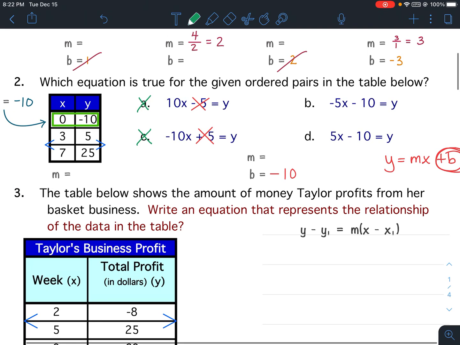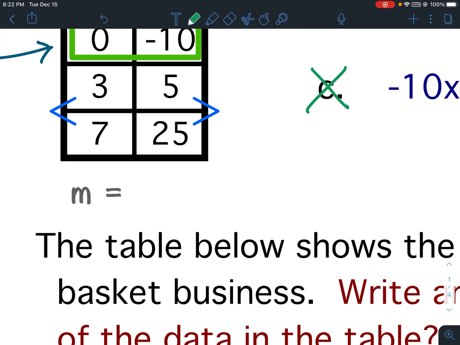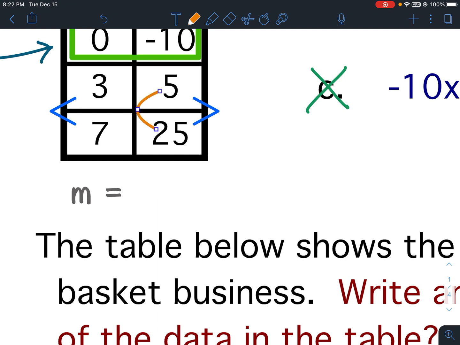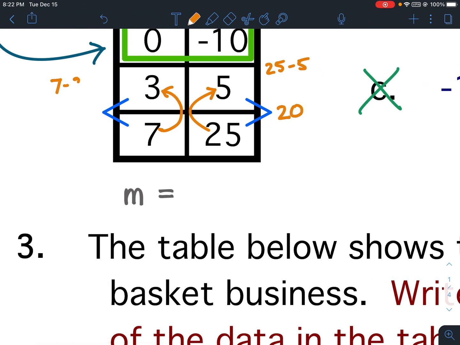So now I just need to find my slope. So we're going to take 25 minus 5 to get 20. And then we're going to take 7 minus 3 to get 4. And my slope is then the difference in y values, which is the 20, over my difference in x values, which is the 4. 20 divided by 4 is 5.